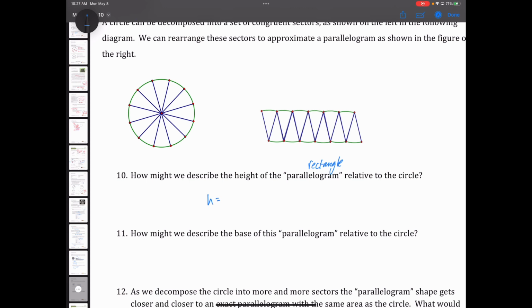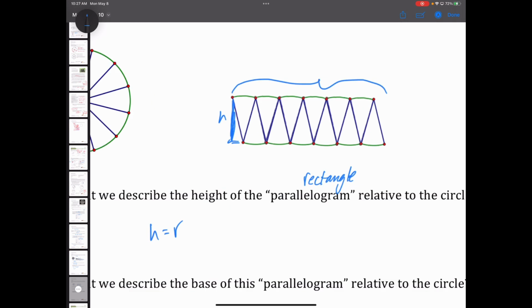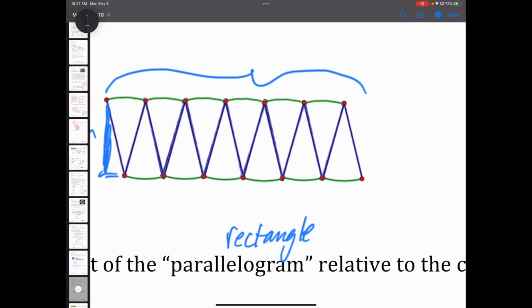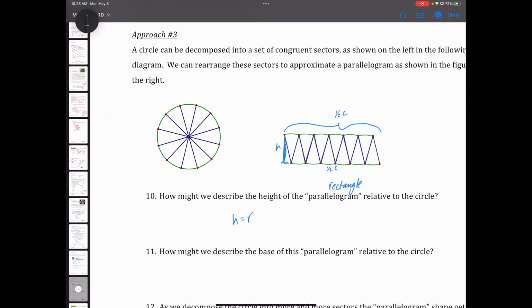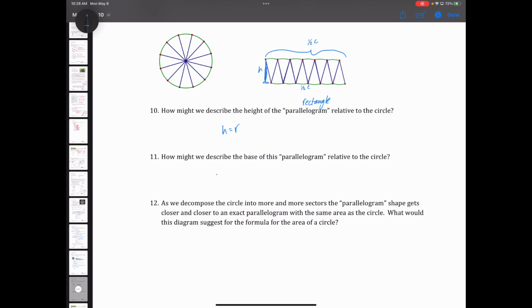Thanks, Tayson. Okay, so the height would be the radius, and this is the height right here, yeah? As we got thinner and thinner. What about the base? What would the base of the rectangle be? Circumference. Is it the entire circumference? Why would it only be half? Because the other half is on top. So you have half the circumference up here and half the circumference down here. So the base is equal to 1/2 of the circumference.